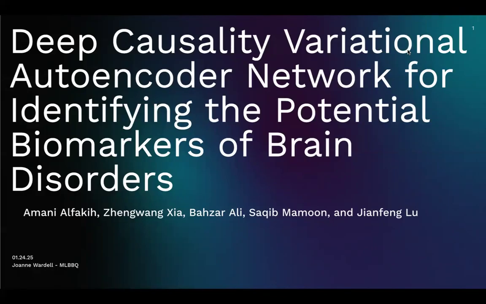So I wanted to talk about this paper. I feel like it was a kind of interesting topic. I'm curious about generative AI, and I work with Sergey on the causal learning team. So I wanted to dig into this paper a little bit and explore. It's called the Causality Variational Autoencoder Network for identifying the potential biomarkers of brain disorders.